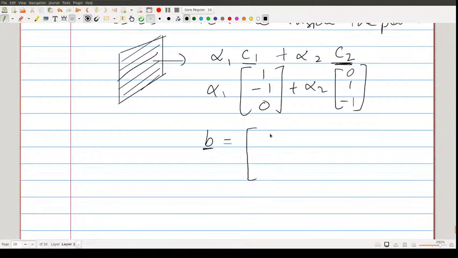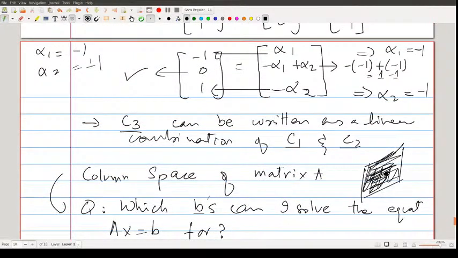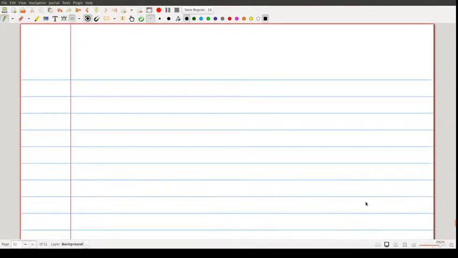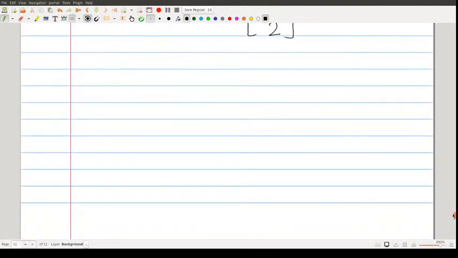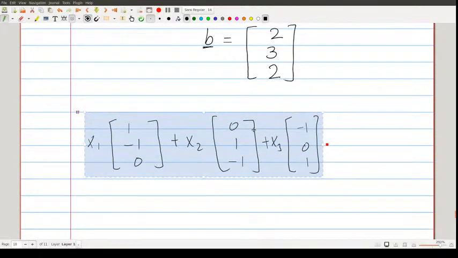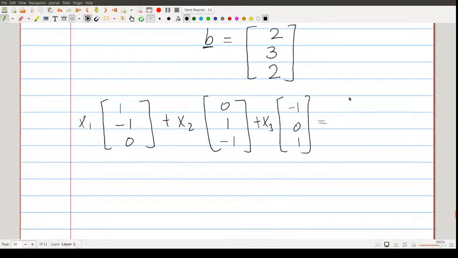Okay, let's try to be smart about this. So let's take this to be 1, and this to be 2, and this to be 2, and I should have alpha 1 times 2 minus 2, let's take this to be 3, and let's try to see if I can solve the system or not. Let's copy this and let's try to solve this. So this gives me equals to 2, 3, 2.